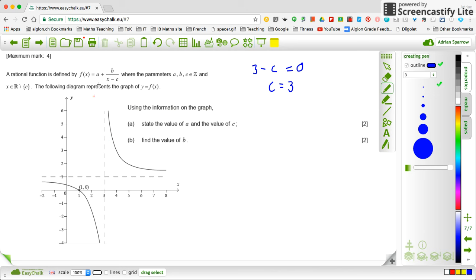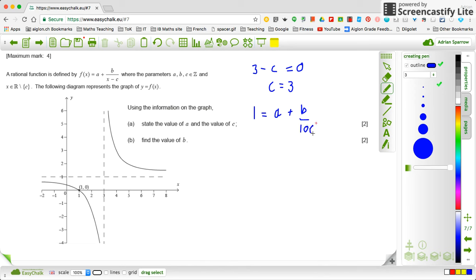Now, the A value, I get from using this asymptote, Y equals 1. So what I'm going to do is make X a very large number. And I know that it tends towards the Y value of 1 as X becomes a very large number. Now, I don't know what A is, I don't know what B is yet. But if I make X a very, very large number, like 1,000,000, and I take away 3, well, it's going to be roughly 1,000,000 still.